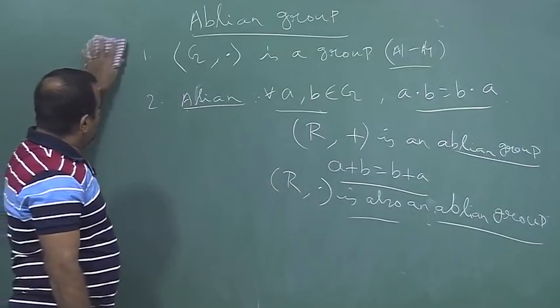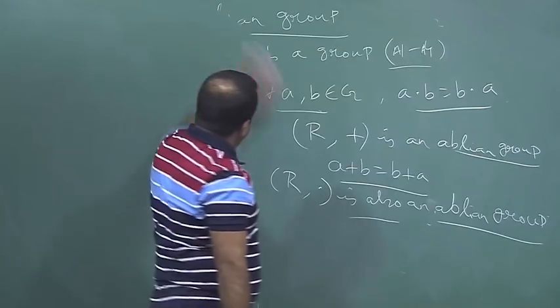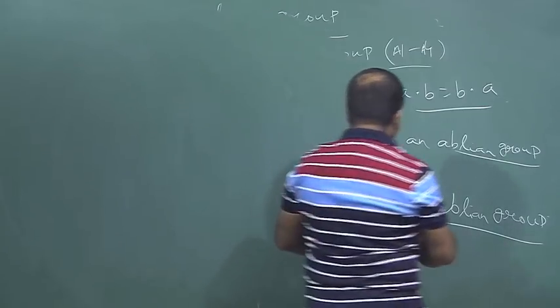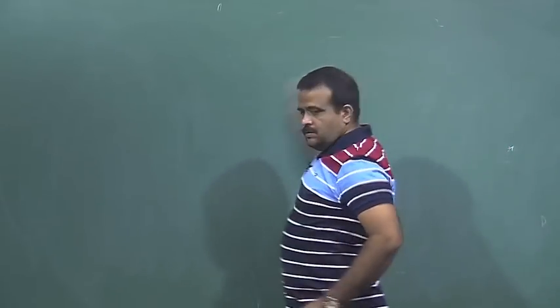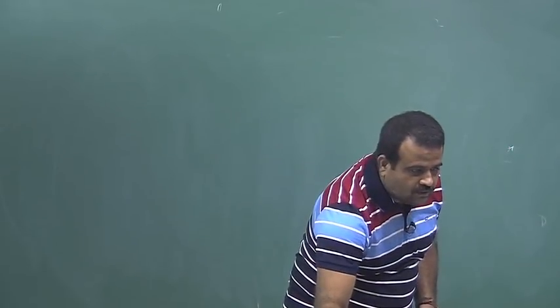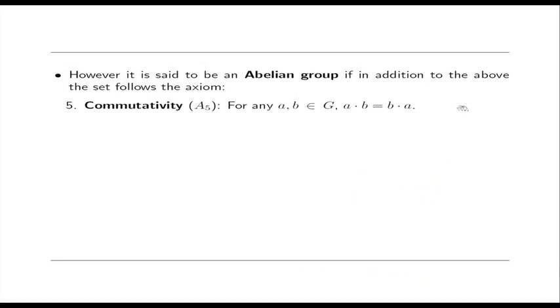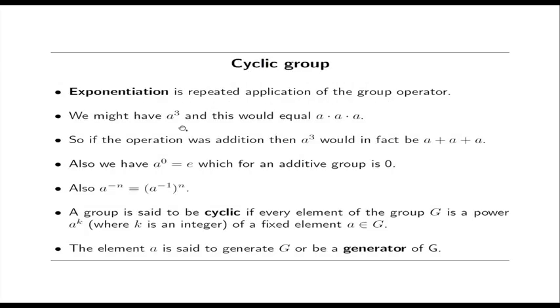Okay, now we will talk about cyclic group. So, let us come to the slide. So, this is the abelian group. This is the extra property, the commutative property. If this property is satisfied, then we call the group an abelian group. This is another property. So, now we talk about cyclic group.